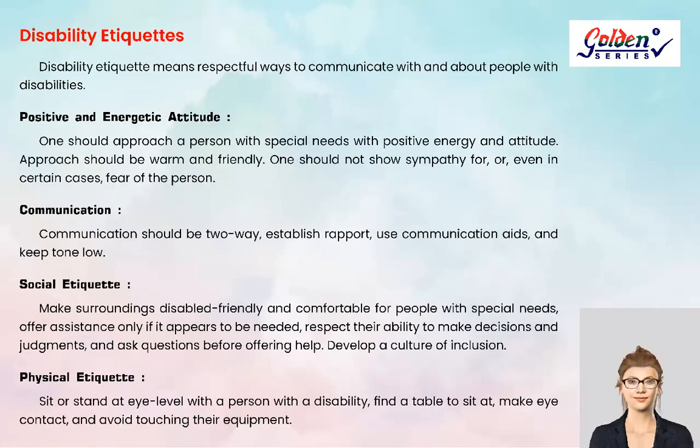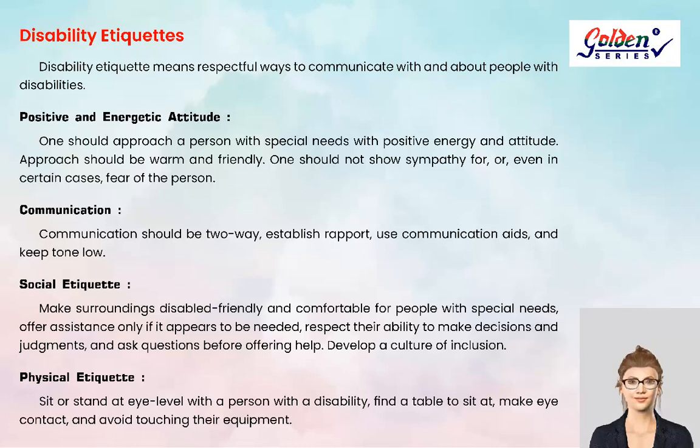Disability etiquette. Disability etiquette means respectful ways to communicate with and about people with disabilities. Positive and energetic attitude. One should approach a person with special needs with positive energy and attitude. The approach should be warm and friendly. One should not show sympathy for, or, in certain cases, fear of the person. Communication. Communication should be two-way, establish rapport, use communication aids, and keep tone low.